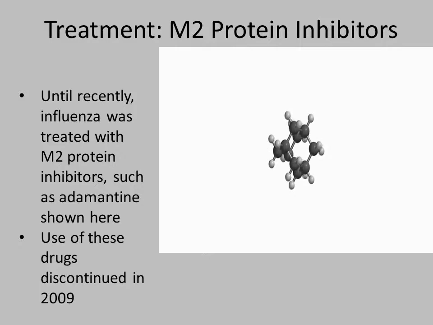One type of antiviral used to treat influenza is an M2 protein inhibitor. Here we see an adamantane derivative known as adamantine, which is an M2 protein inhibitor. This class of drugs was discontinued in 2009.